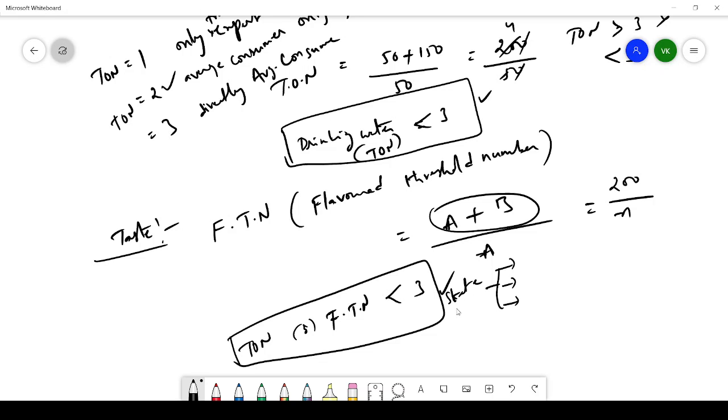Based on state of matter, we classified impurities into 3 types: physical, chemical and biological. We studied physical characteristics, and in the next class we are going to study chemical characteristics or chemical impurities present in the water. I hope you understand this lecture. Thank you.